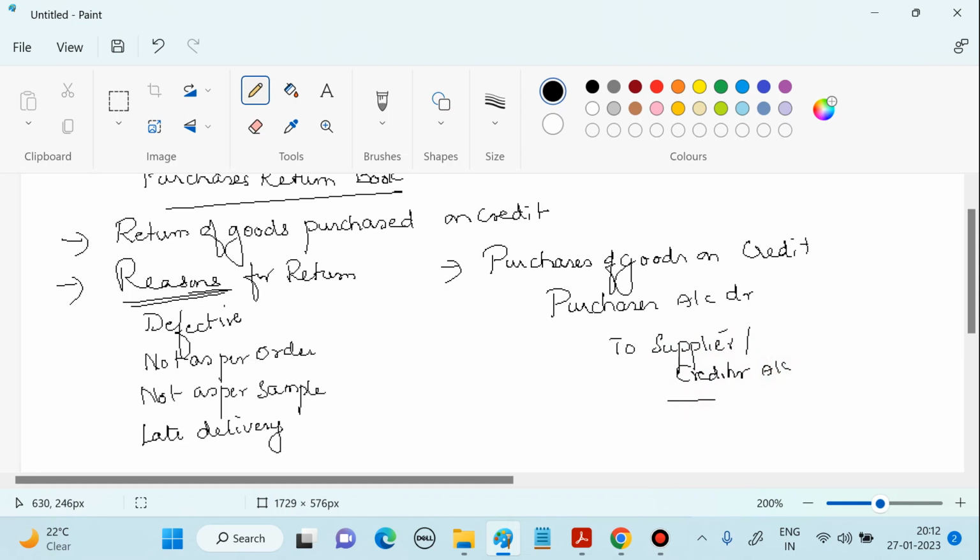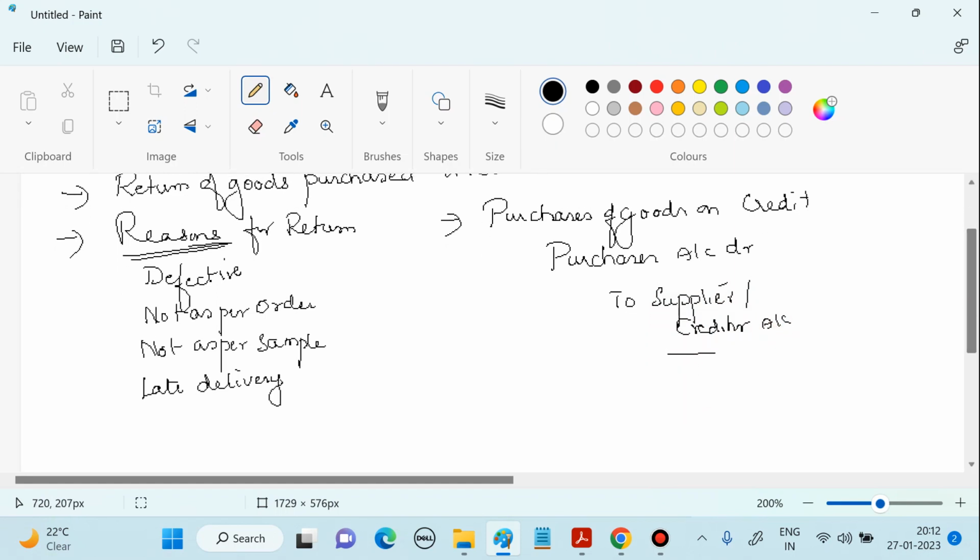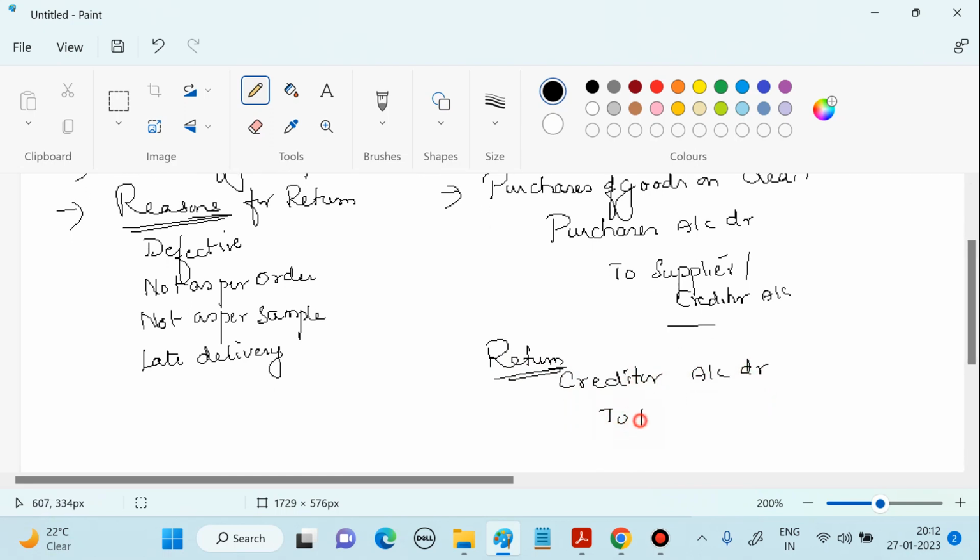Now, when goods are being returned, we have to pay a lesser amount to the creditor. So when there is a return, we have to debit the creditor account, correct? And we credit the purchase return account. Is that right? Yeah, correct. So, what are we doing to the creditor when there's a return?